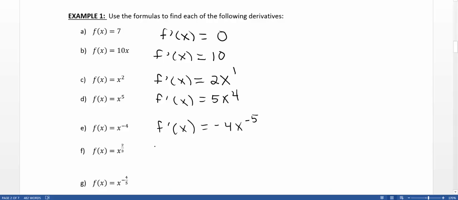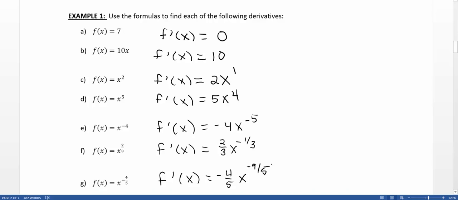If we have x to the 2/3, that means the 2/3 will come down in front. And then again, we're going to subtract 1 from the power. 2/3 minus 1 gives me negative 1/3. So again, be careful with fractions. And then finally, our last example here, G, we have x to the negative 4/5. So the negative 4/5 comes down in front, and then we subtract 1 from the power. Negative 4/5 minus 1 is negative 9/5.